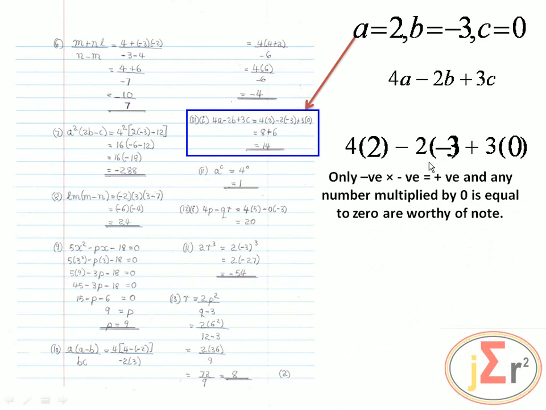So what are the things that are worthy of note in this expression? Negative times negative is positive, and any number multiplied by 0 is 0. So this one is gone. So we have 8 plus 6, and hopefully we have 14. No problem.